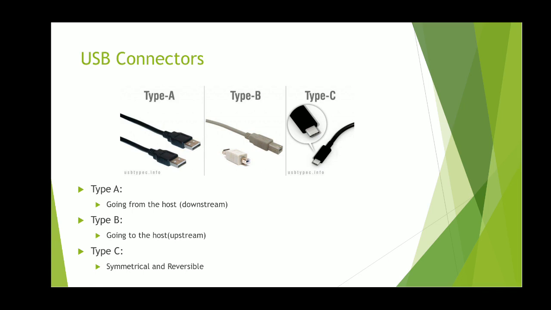And this Type A connector is a downstream connector. It means that it is used for connecting to the host device, and it is also used for transferring power. And this Type B connector is more like a square shaped connector, and it is used for connecting to the peripheral devices, and it is an upstream connector. And the third one is Type C connector, which is a symmetrical and reversible connector. And in the USB 4 standard, only the Type C connector is used.